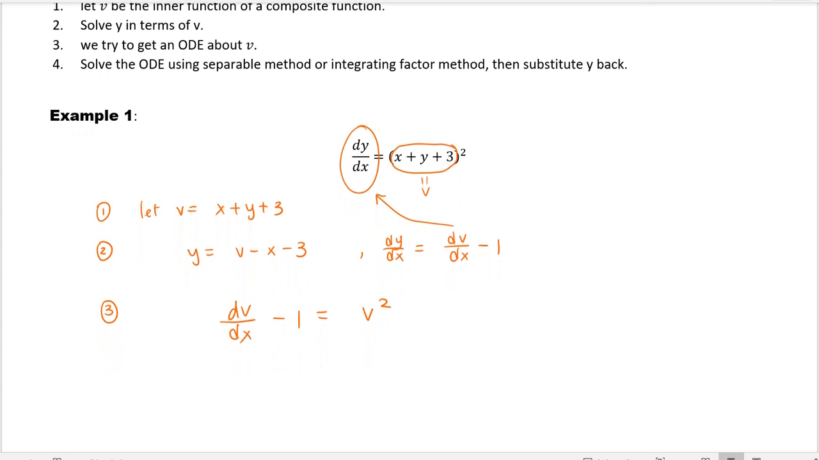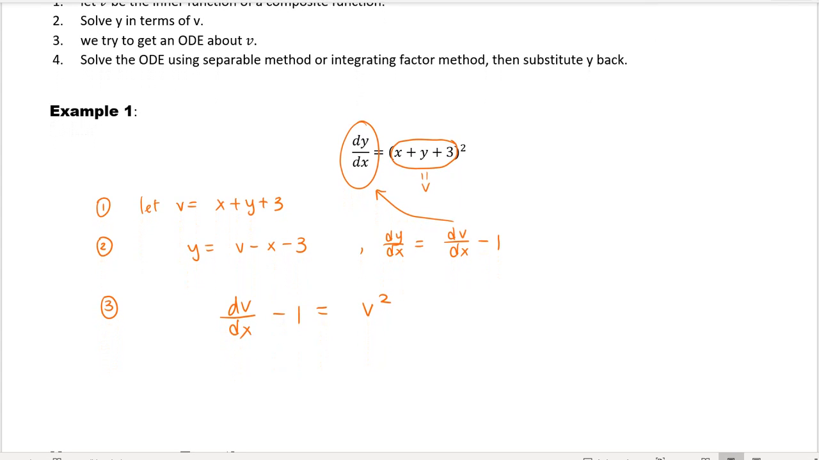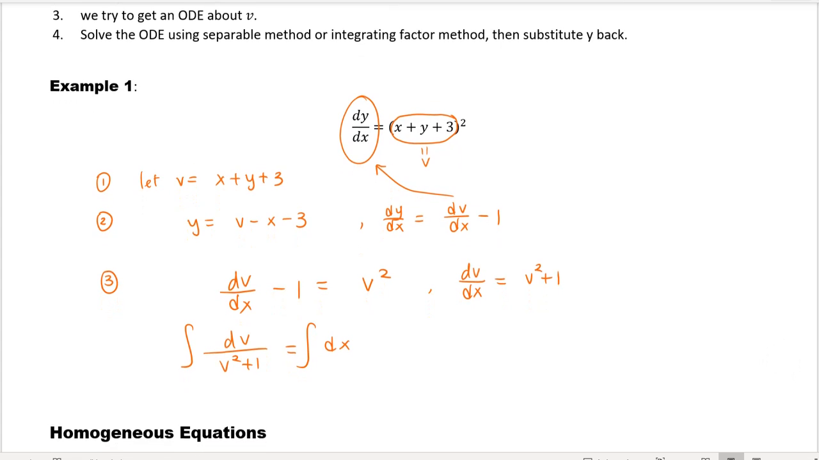Okay, how to solve this? It's a nonlinear ODE. Let's change it to the standard form. So dv dx equals v squared plus 1. And you notice that the right hand side is a function of v, right? So it's separable. Now we can divide both sides by v squared plus 1. So dv over (v squared plus 1) equals dx. Now we can integrate both sides.